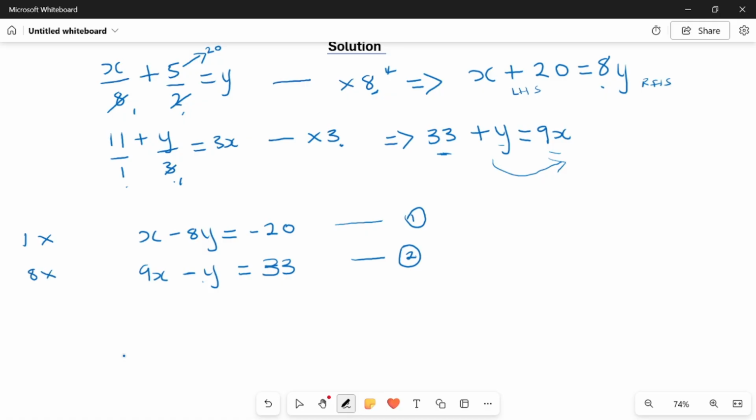So if we multiply the first one, we'll still have x minus 8y equals to minus 20. And if we do this for the other one, 8 times 9x will give us 72x. And 8 times minus y will give us minus 8y equals to 33 times 8, which will give us 264.